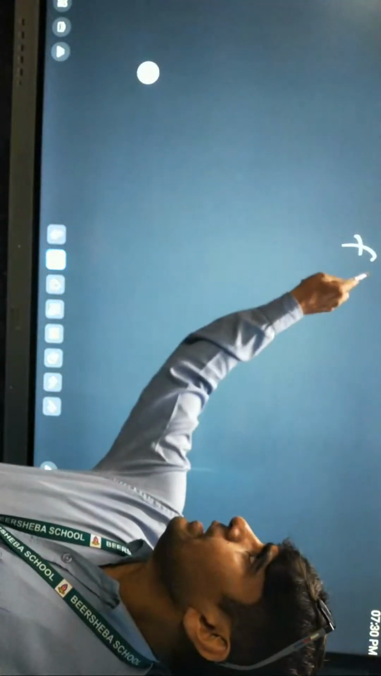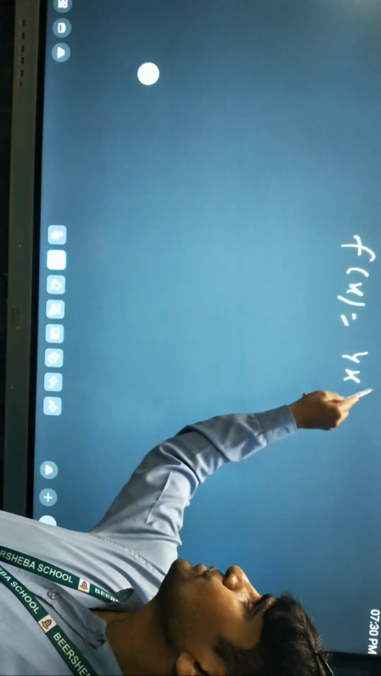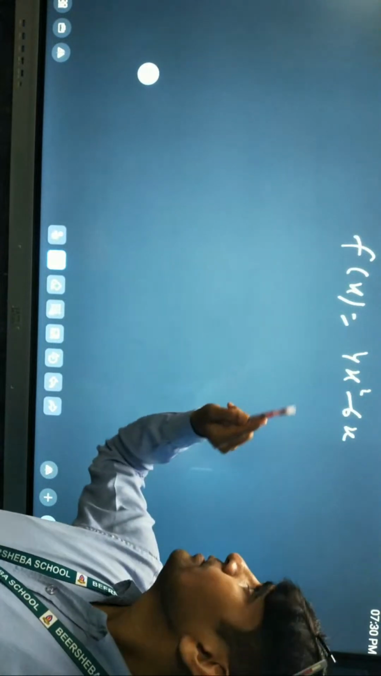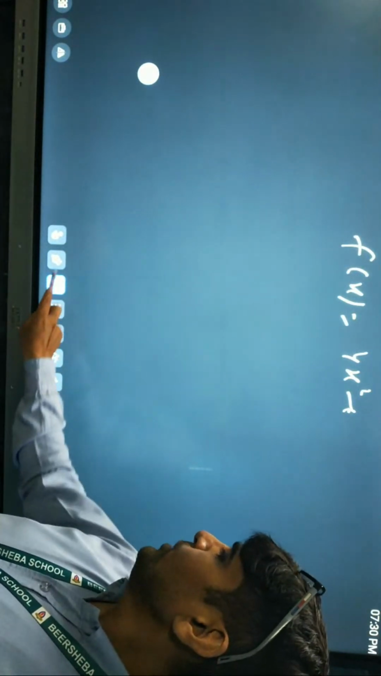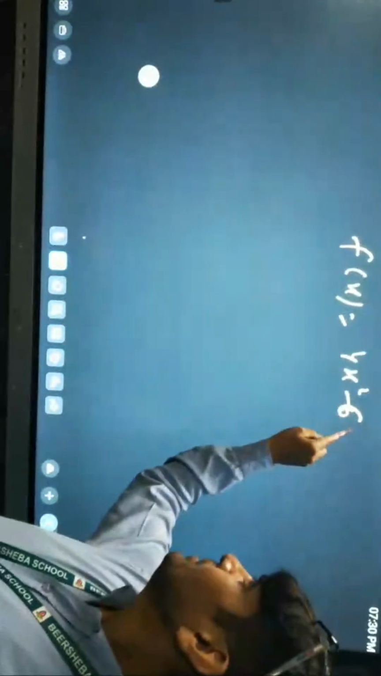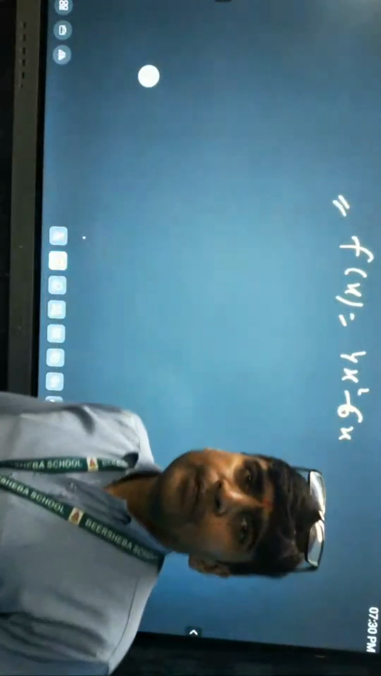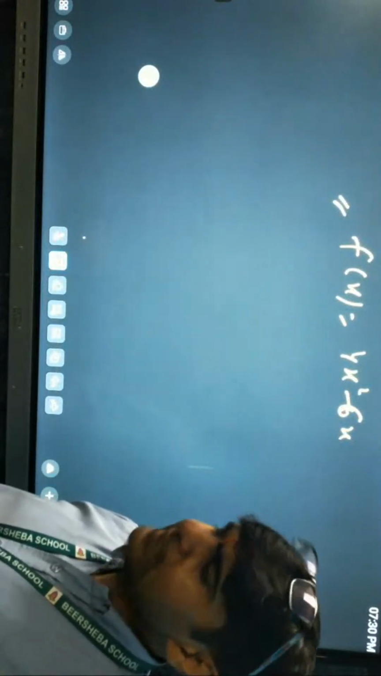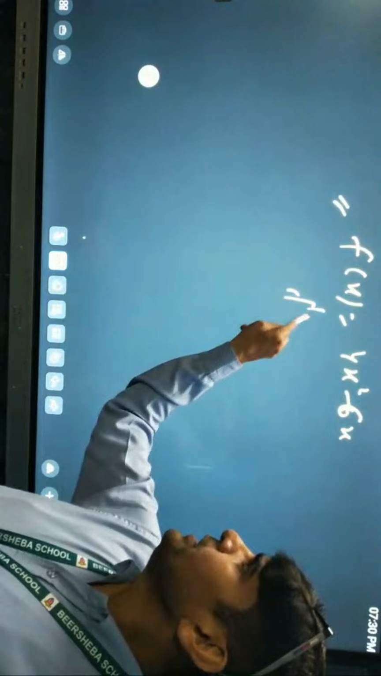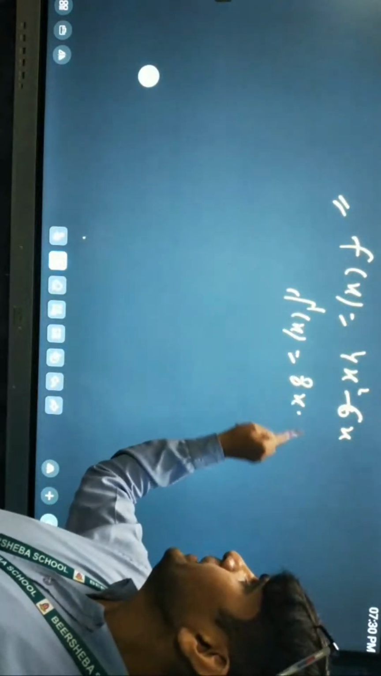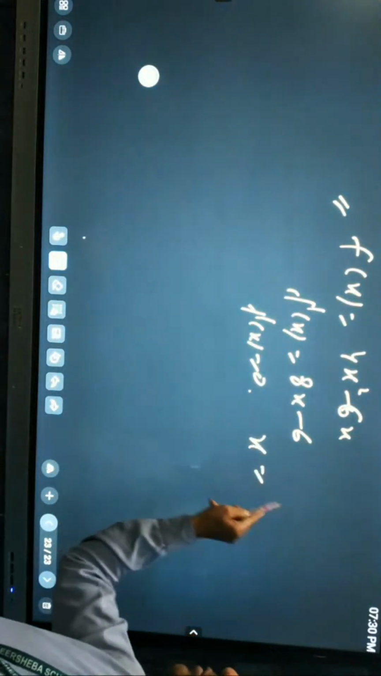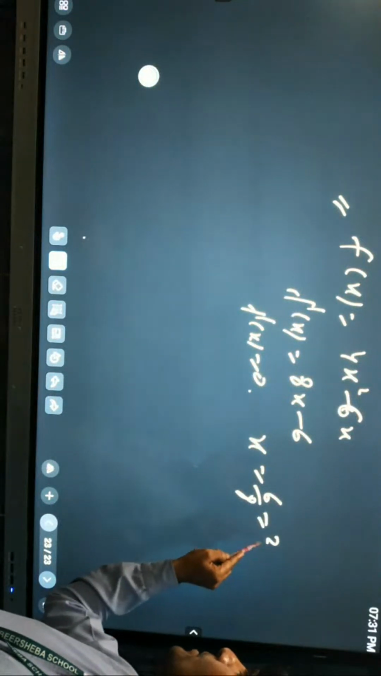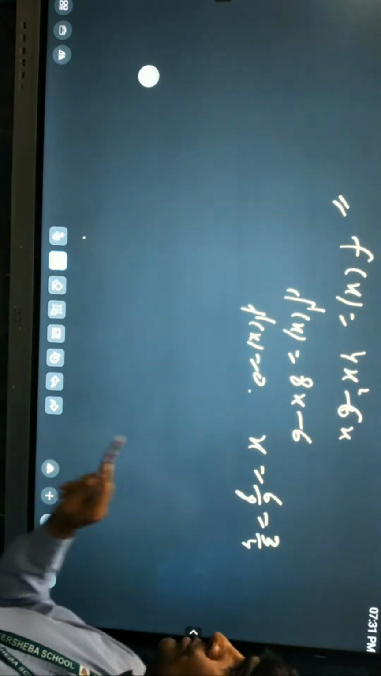Suppose we have another function like this, f(x) equals 4x square minus 6x. Now we have to calculate the interval of this function where the function is increasing and where decreasing. For finding this, first we calculate the derivative. This is 8x minus 6. Now put the derivative equal to 0. So x is equal to 6 by 8, which is 3 by 4, बच्चों. First we calculate the critical point.